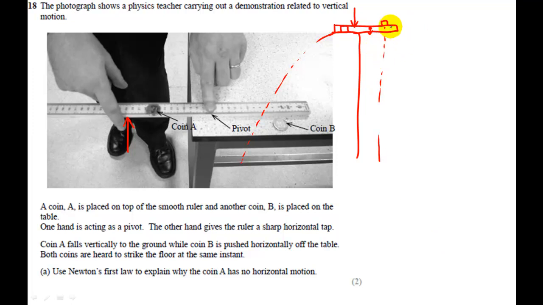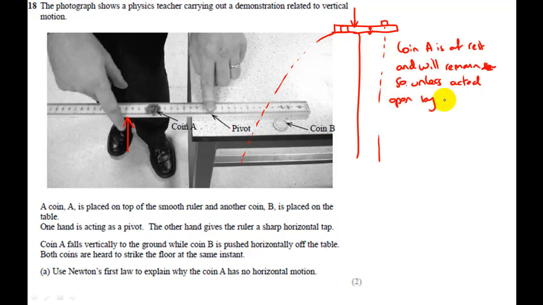Right, so the question is asking us to use Newton's first law to explain why coin A has no horizontal motion. Well, Newton's first law states that a body at rest will remain at rest and a body in motion will remain in motion. So coin A is at rest and will remain so unless acted upon by an outside force.